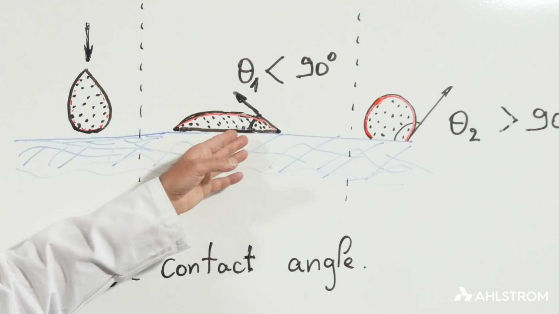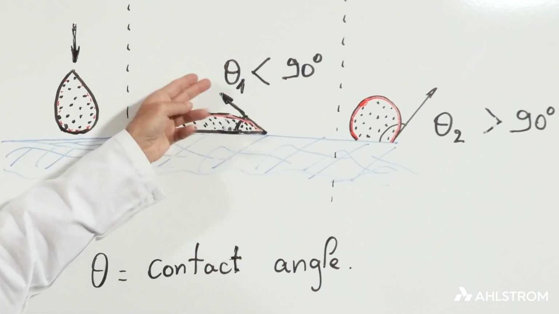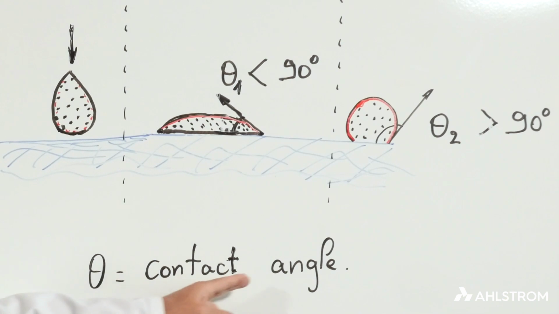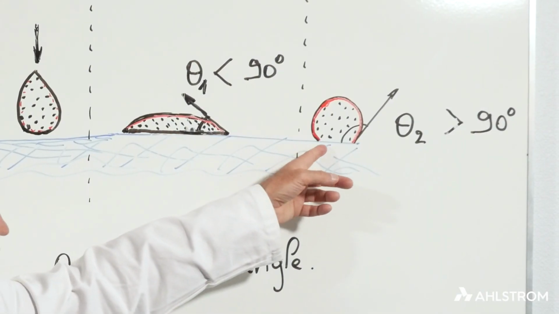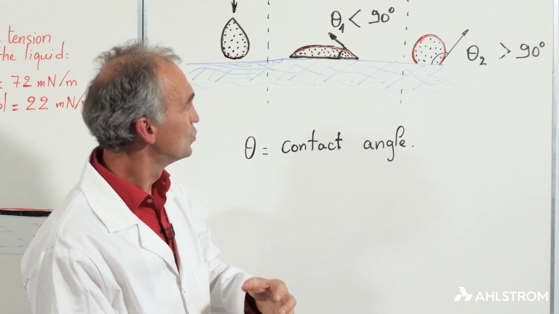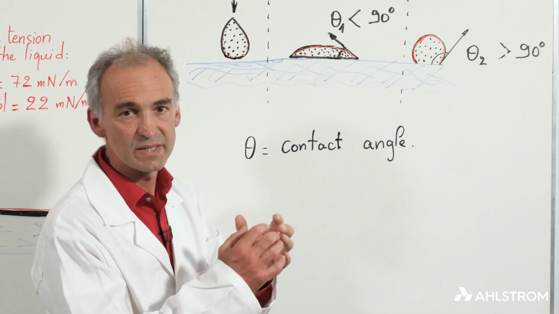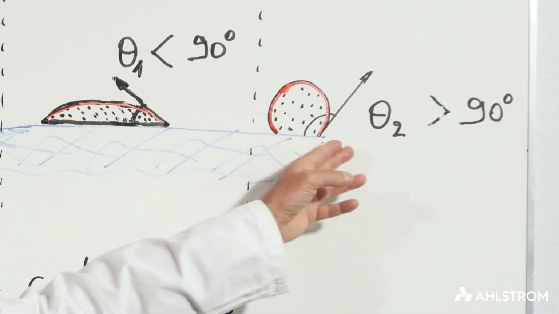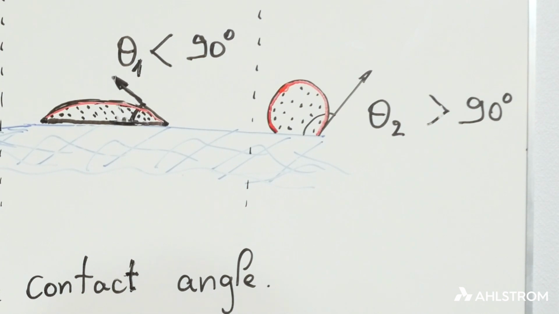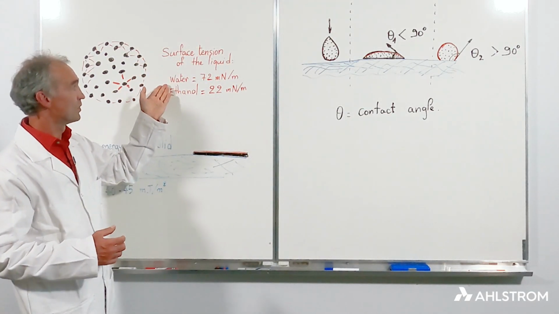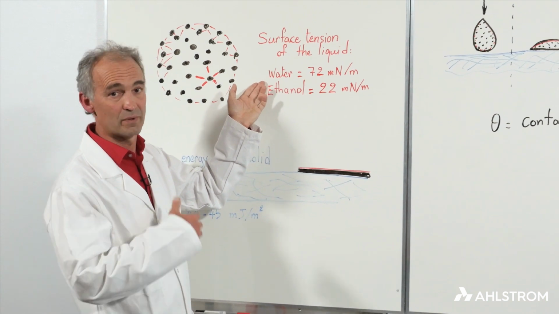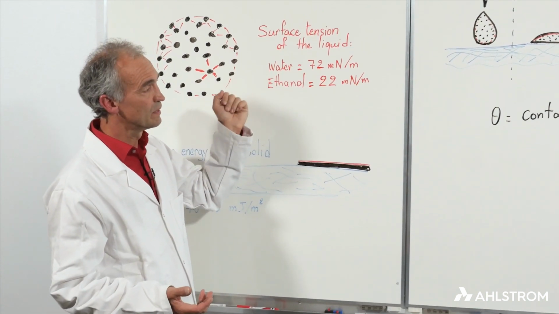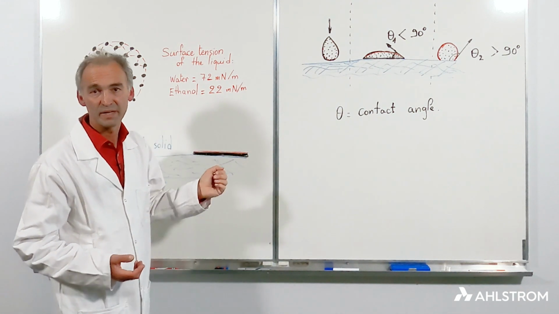Either the affinity of the liquid with the solid is high, and the contact angle will be low, that means the liquid will spread on the surface, or the liquid wants to remain very cohesive and has a poor wetting ability, and the contact angle will remain above 90 degrees. You understand that with water or with pure resin, the contact angle will be high, the spreading will be poor.